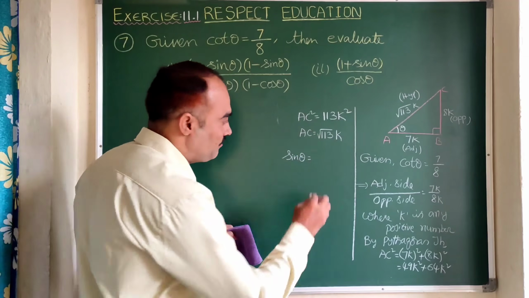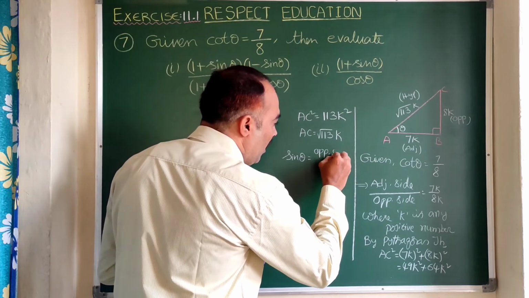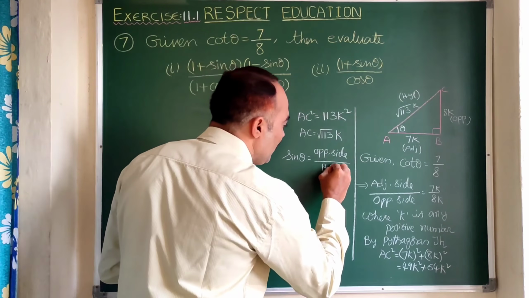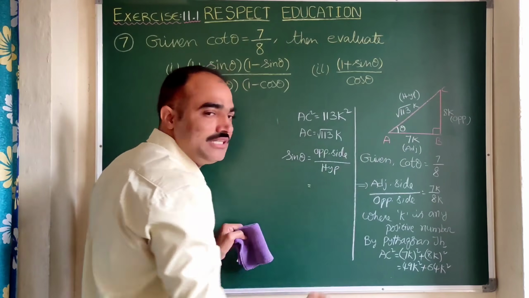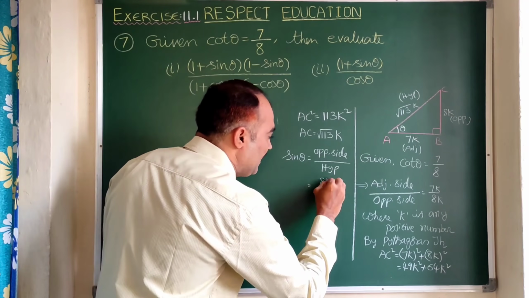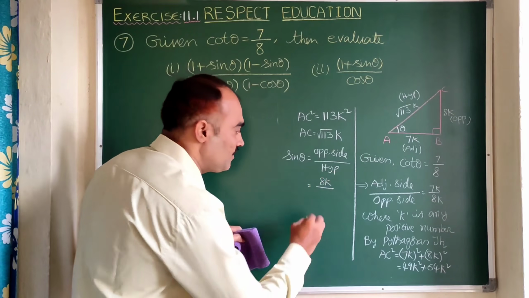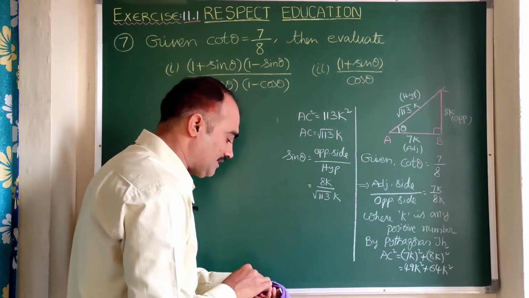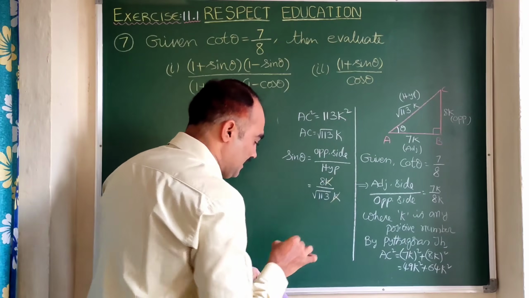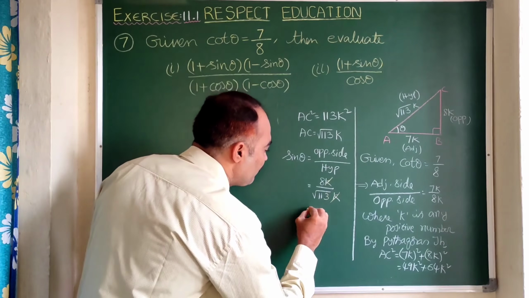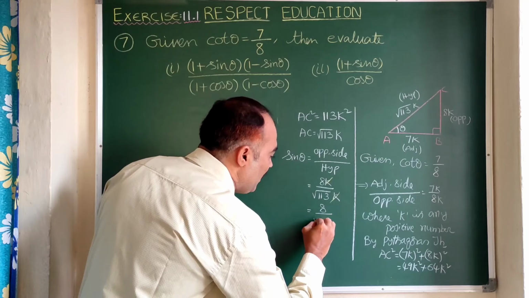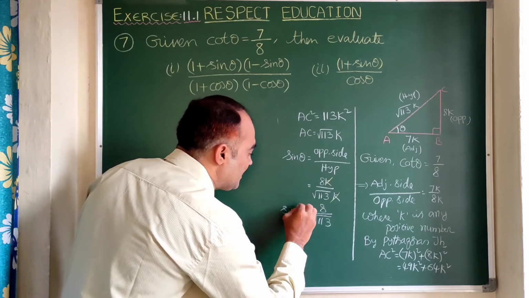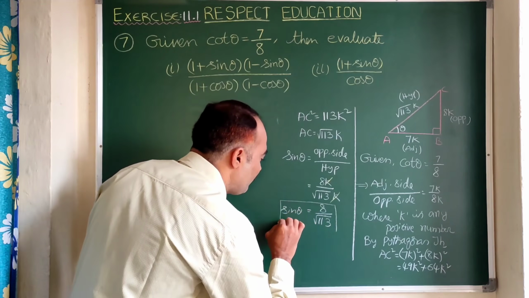Sin theta formula is opposite side to theta by hypotenuse. Here what is opposite side? 8k. By what is hypotenuse? Under root 113k. Here what get cancelled? K get cancelled. So what is left here? 8 by under root 113. This is the value of sin theta. So sin theta is ready.